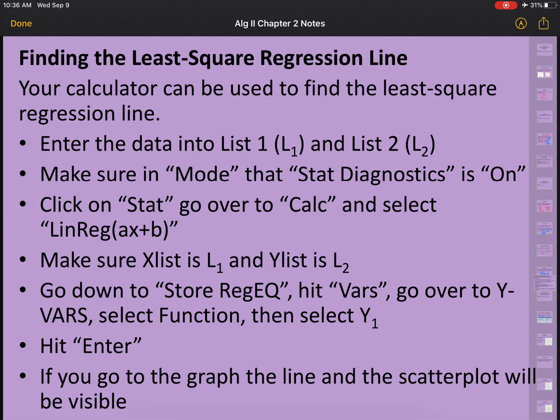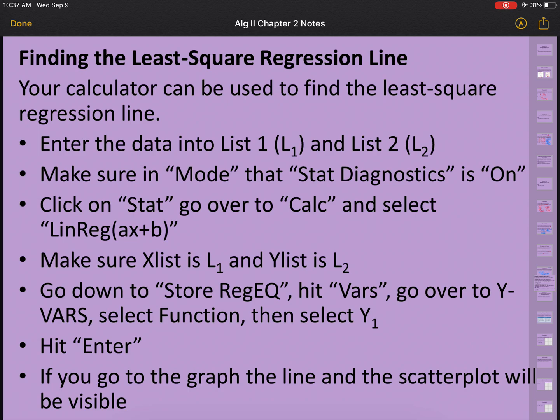So it's right next to clear. Okay, so the variables or vars button. Then you're going to go over to Y vars or Y variables and hit enter on function and enter on Y1. Okay. Then hit enter, and if you hit calculate, it'll calculate the AX plus B linear equation for you. Okay. A is like your slope, and then B is the y-intercept.